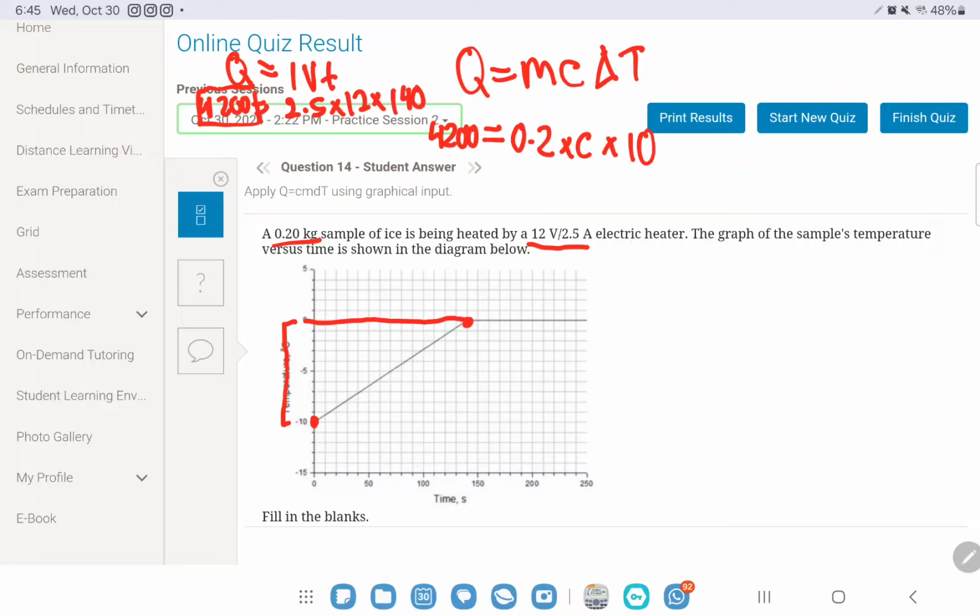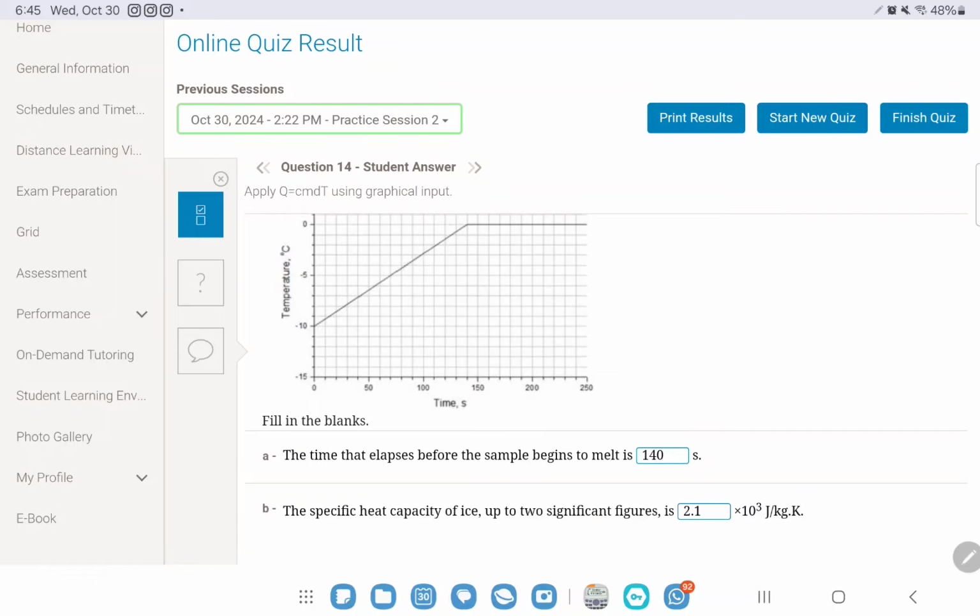Okay? So now we're going to calculate. It's 4,200 divided by 2 almost, I think. Yeah. So you should get C to equal 2,100. They want it in kilojoules, meaning you need to take it back 3 spots. So it's going to be 2.1 times 10 power 3. Let's see if our answer is correct. 2.1 times 10 power 3.